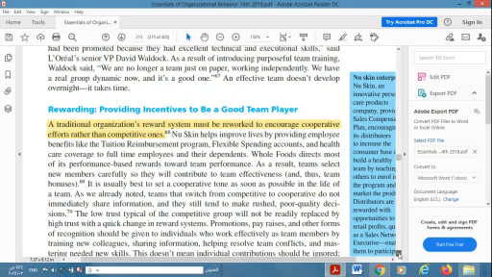Okay, the last step for turning from individuals to teamwork is rewarding, providing incentives to be a good team player.